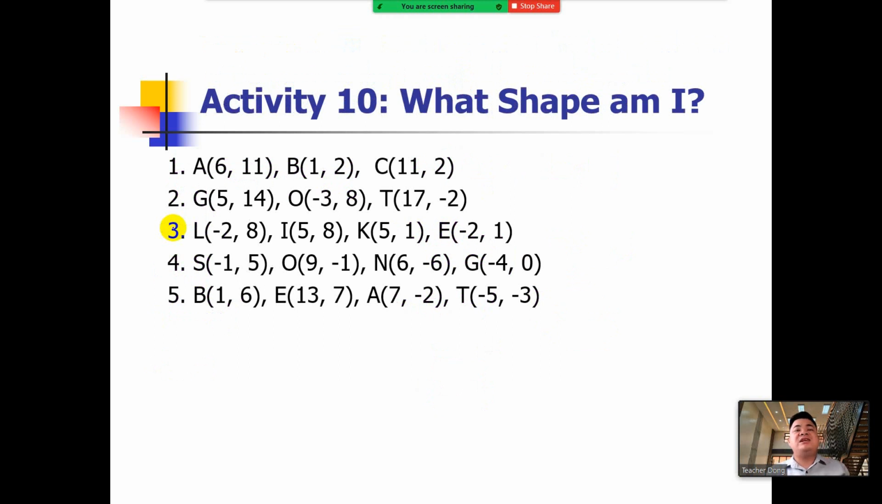Now, let's have activity number 10. This is prior to the second part of the lesson, which is about placing figures in the coordinate plane. What shape am I? So we have 5 items here, and then I would like you to prepare your Cartesian coordinate plane using your math notebooks or your graphing paper so that you can identify what shapes these are.